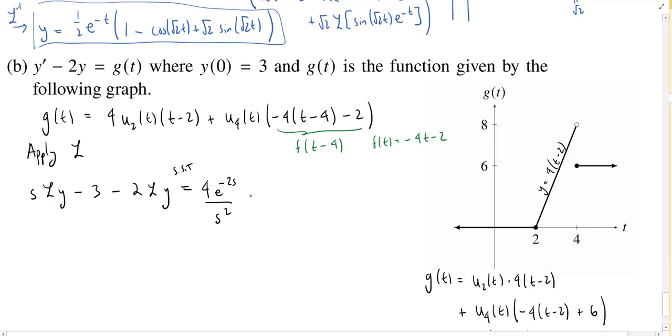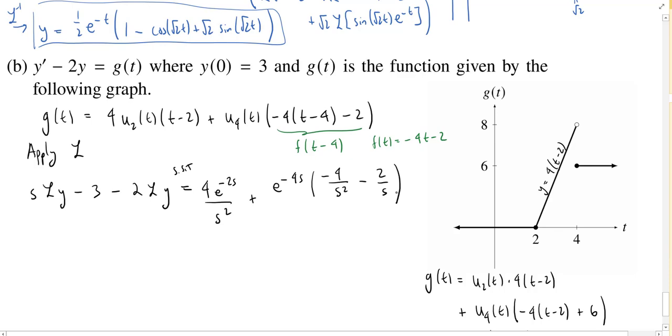So again, using the shifting theorem, u4, that part we know is going to turn into the exponential e to the negative 4s. And now we need to find the Laplace transform of negative 4t minus 2. So the negative 4 we can just leave. Laplace of t is 1 over s squared, so we'll get negative 4 over s squared. And then the minus 2, we'll just imagine it was a 1, and then at the end multiply by negative 2. The Laplace of 1 is 1 over s, so this will be minus 2 over s.